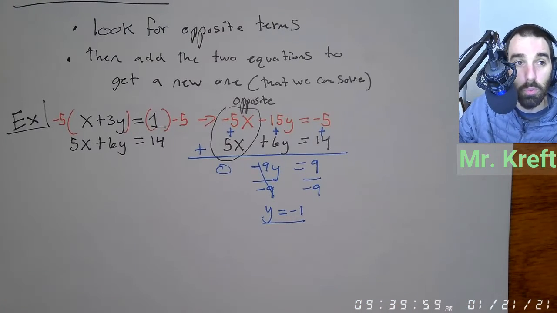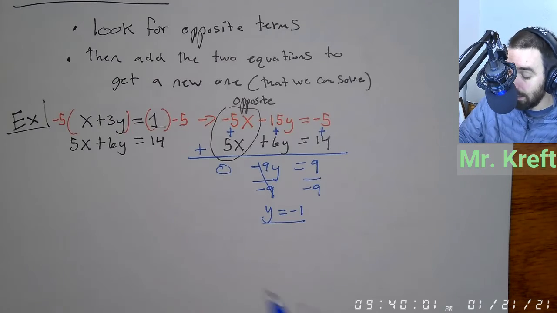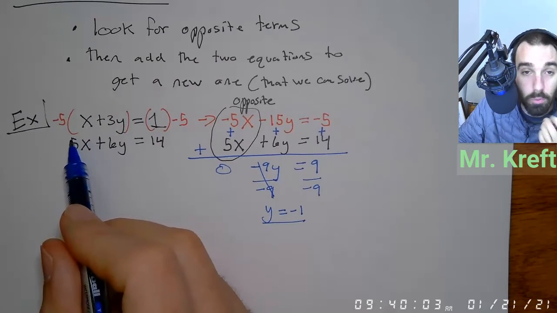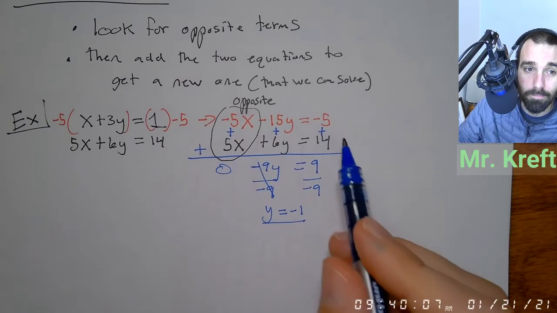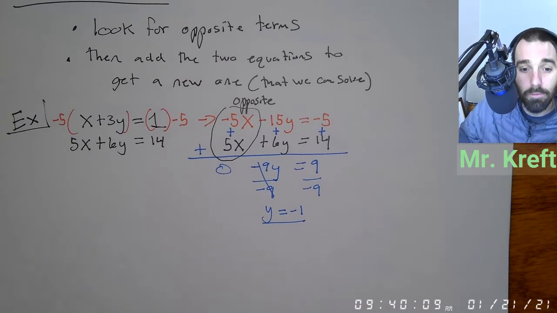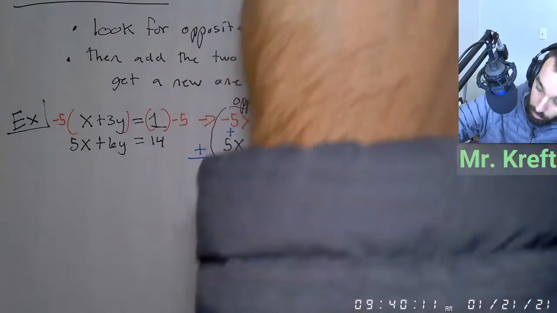Okay? That's what's new with elimination, right? So with elimination, if they're not opposite, we just multiply one of our equations. We get the opposites, we add. Okay? Everything after this is exactly the same.